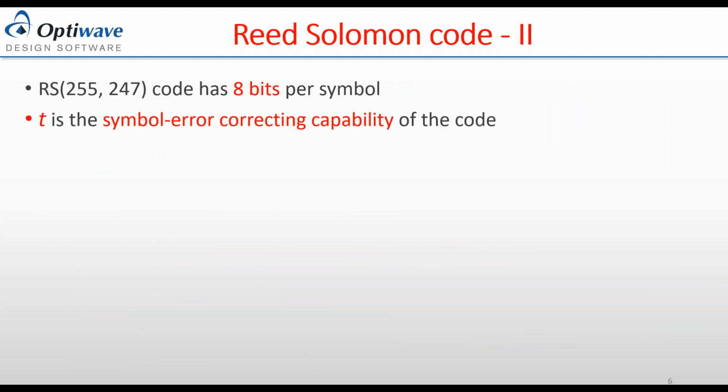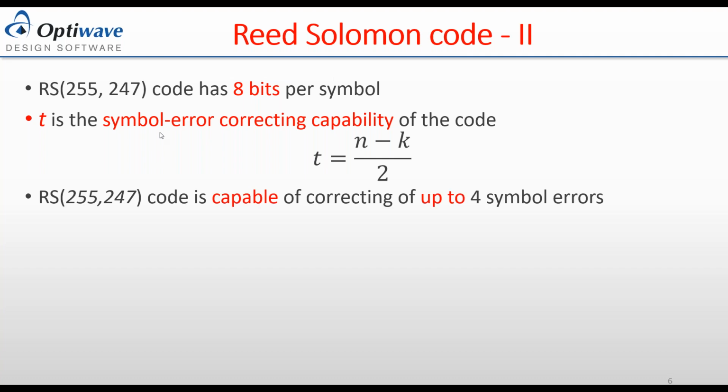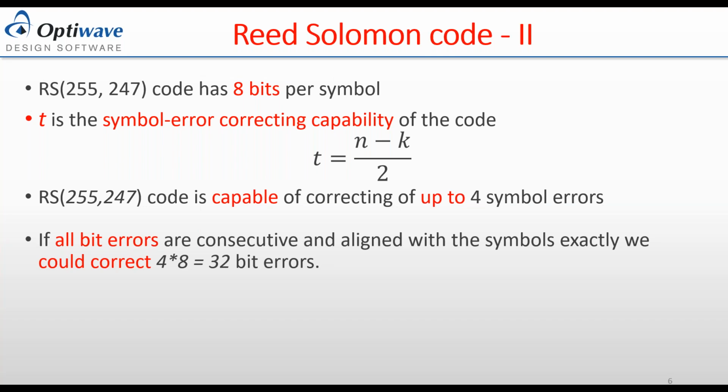Now, for these Reed-Solomon codes, if you look at the error correcting capability of the code, we define a parameter called T, and this T is equal to N minus K over 2. So in our situation here, you have 255 minus 247 is 8, divided by 2, 4. So this code, the Reed-Solomon code RS 255, 247, is capable of correcting up to 4 symbol errors. And now each symbol, as we said earlier, is 8 bits. So a total of 32 bits you can correct.